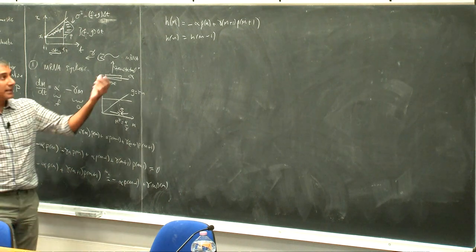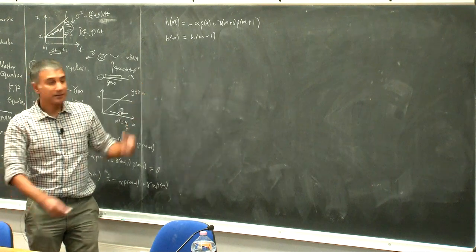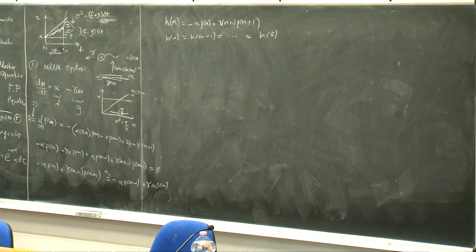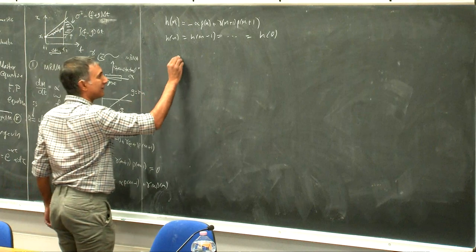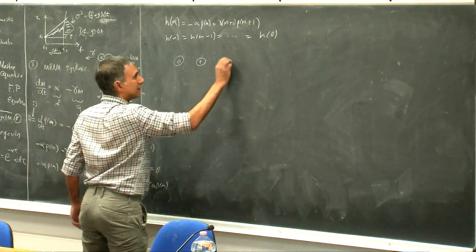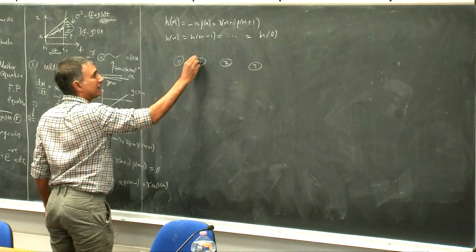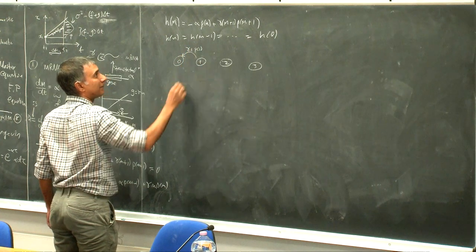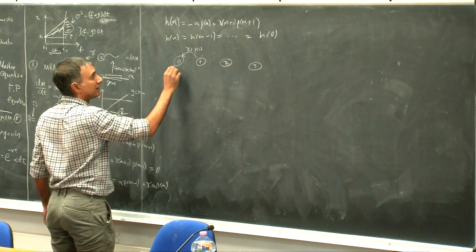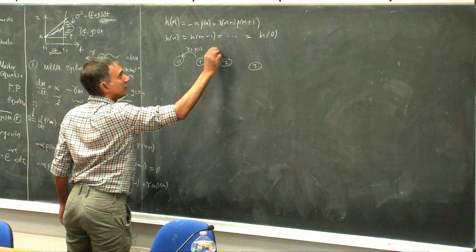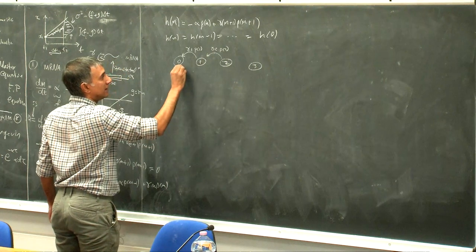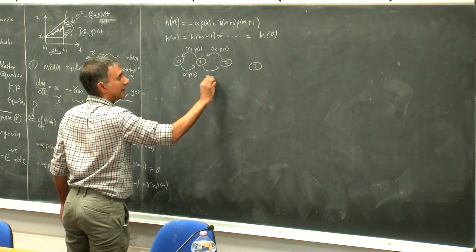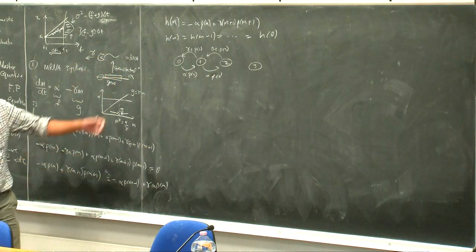Now you have a very nice recursion. Because if h of m is equal to h of m minus 1, then the whole thing must be equal to h of 0. And remember what these terms are actually saying: 0, 1, 2, 3, and so on. This term is gamma times 1 times p of 1, and this term is gamma times 2 times p of 2. This term is just alpha times p of 0. This term is alpha times p of 1. So what is this h?